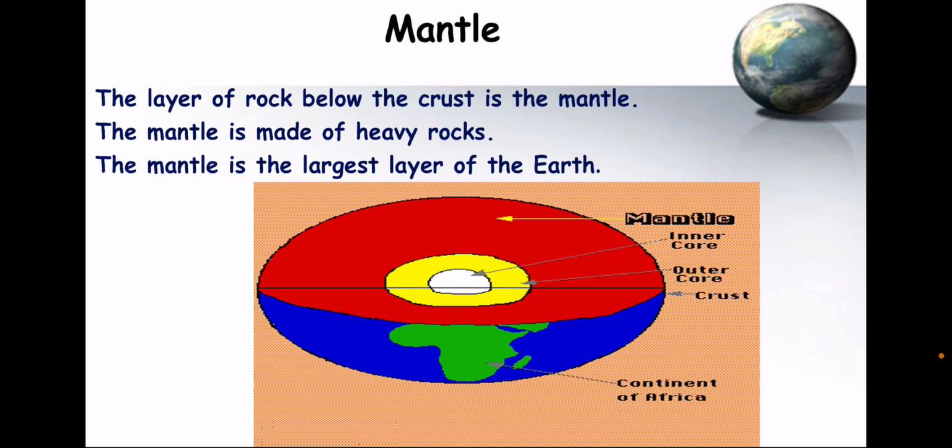The thickness of the mantle is 2,900 kilometers. This layer is made up of silicate rocks, so all kinds of heavy rocks are there.